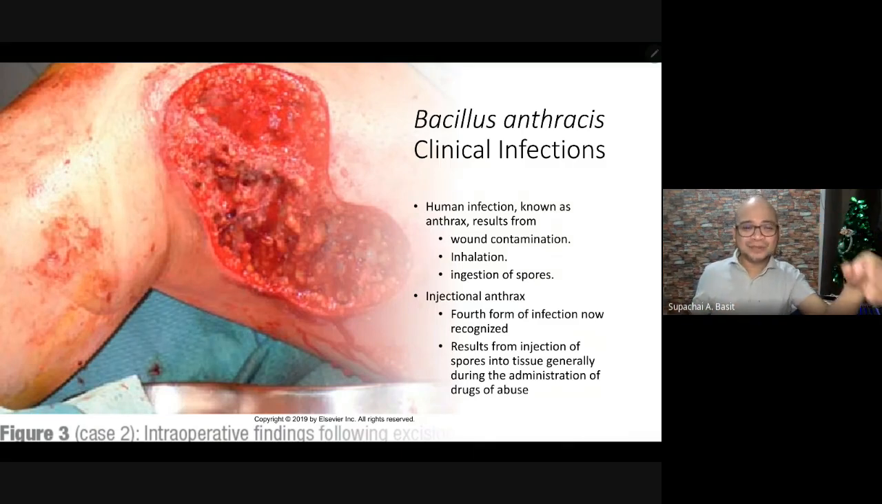Usually, this happens to those who are doing heroin abuse, injecting heroin into the vein. They do not observe hygienic or aseptic technique in doing such a thing. So spores will be injected as well into the skin. That particular thing would result in injectional anthrax.